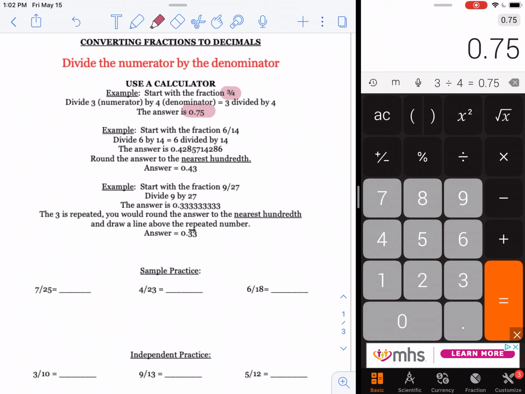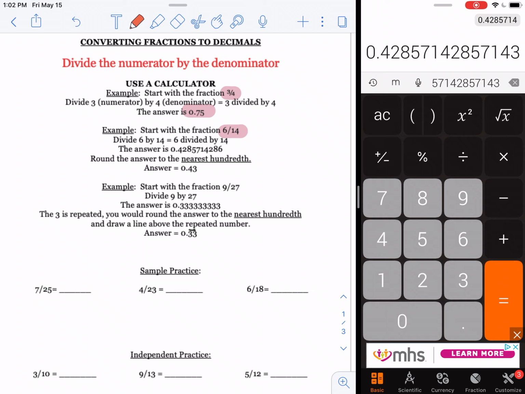The second example we're going to do is 6/14. So if I start with 6/14, again, I'm going to do the numerator divided by the denominator. Top number divided by bottom number. So 6 divided by 14. In this case, I have an answer where I have many numbers after our decimal place. So this is our answer, and we are going to round just to the nearest hundredth. What that means is I'm going to go to the hundredth place, which is 2 numbers after the decimal, and I am going to look at the number right next to it.